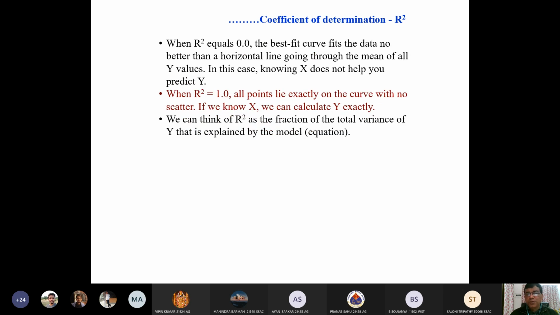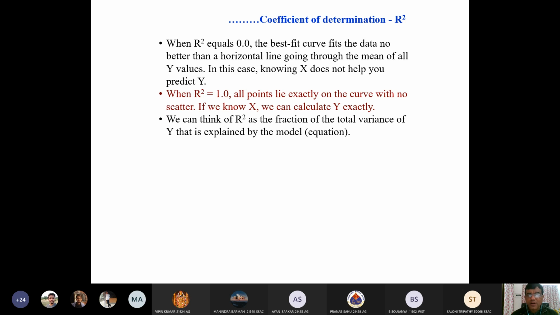When R square is 0, suppose sometimes you may get a value of R square as 0, the best fit curve fits the data no better than a horizontal line. So it will be a horizontal line that passes through the mean. In this case, knowing x does not help you predict y.